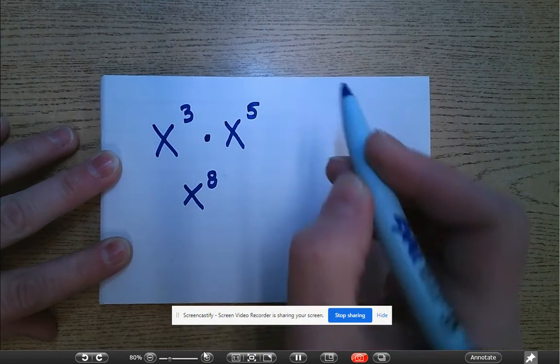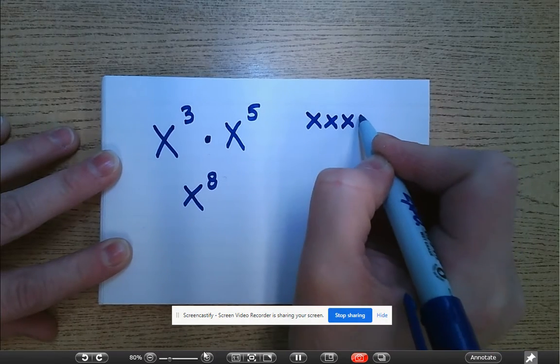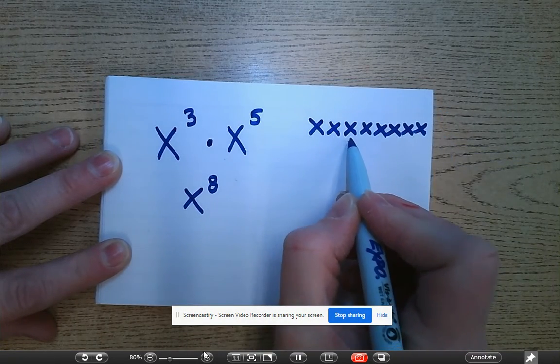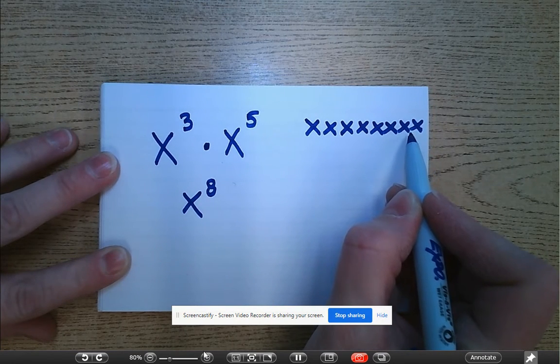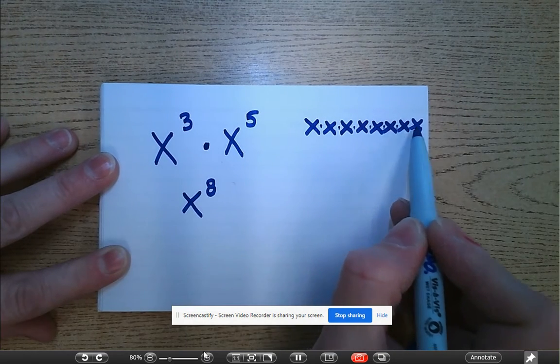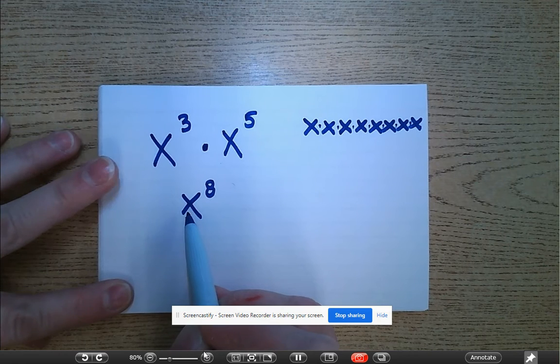Now the reason for that is what you really are doing is x times x times x times another x times x times x times x times x. You have 1, 2, 3, 4, 5, 6, 7, 8 x's in a row being multiplied. If it made you feel better to put a dot in between there, you can. There are 3 x's being multiplied by another 5 x's, so altogether you have 8 x's.